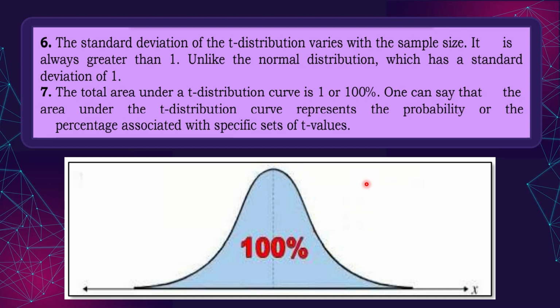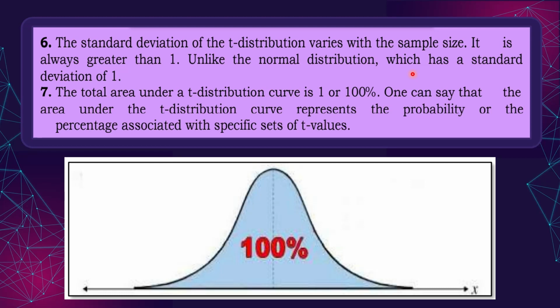Number 6, the standard deviation of the T distribution varies with the sample size. So it is always greater than 1, unlike the normal distribution which has a standard deviation of 1. Okay, take note. Sabi rito, the standard deviation of the T distribution varies with the sample size. So it is always greater than 1, same with the variance. Kung ang variance natin is greater than 1, ganun din po ang ating standard deviation.